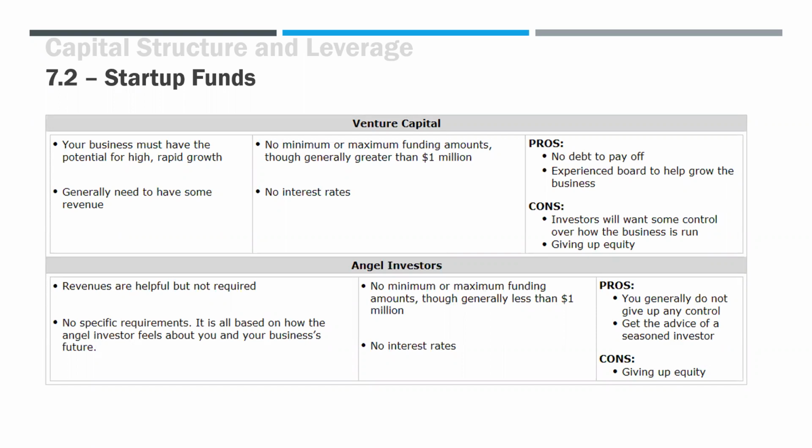The downfall, you're going to give up some control. Quite possibly, you're going to give up some equity. But you might get some tips that help you become way more successful, and that can more than pay for itself in the long run.